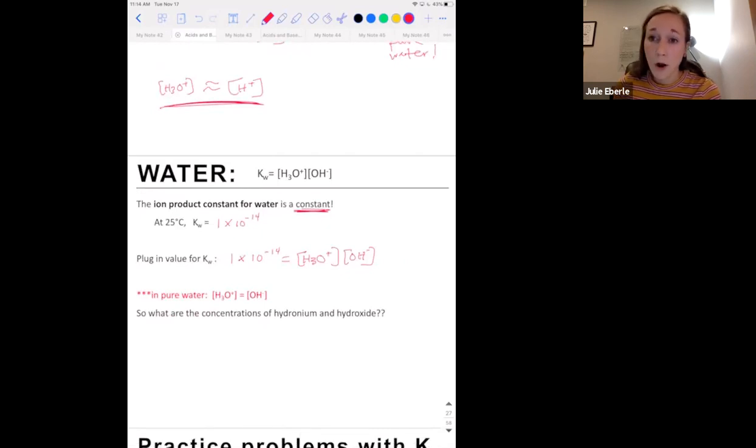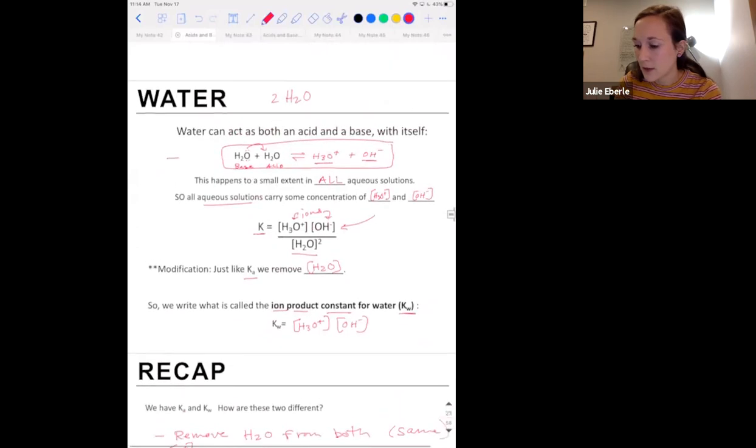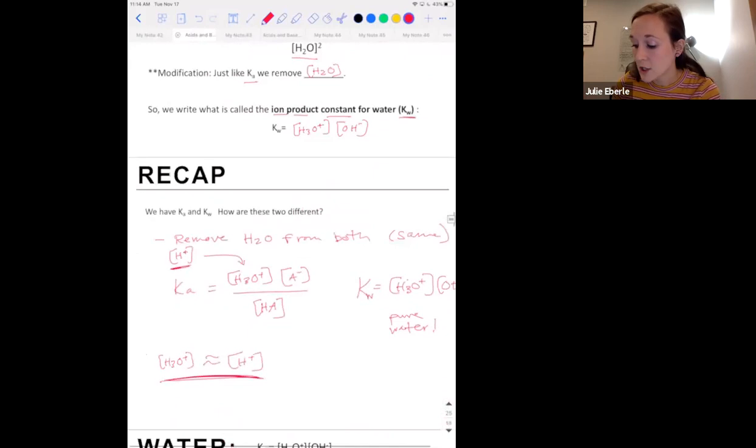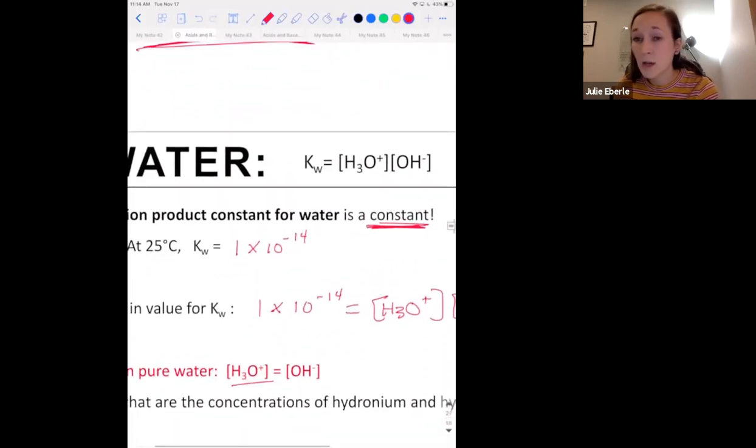Now, in pure water, nothing else is there, just water molecules doing what we saw earlier. I'm going to scroll back up, doing this right here, this reaction. Nothing else is there. Every time one water molecule gives away a hydrogen, one water molecule accepts it, we make one each, one hydronium and one hydroxide, okay? So the concentrations of these two things, hydronium and hydroxide, they're going to be the same.